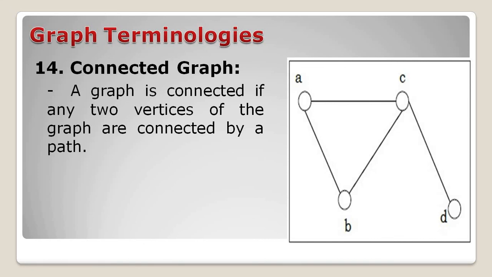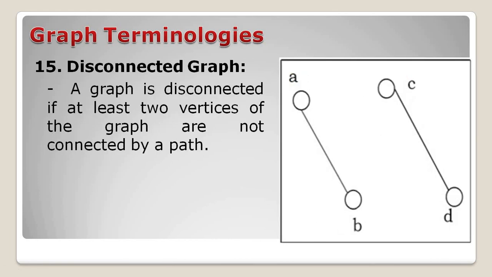So the next graph terminology we are going to learn, that is we are calling as a connected graph. So the connected graph means a graph is connected if any two vertices of the graph are connected by the path. So in this example, like we are having A to B, B to C or C to D, or we are having the connection between the A to C. So in that case, this particular graph we are going to be calling as a connected graph.